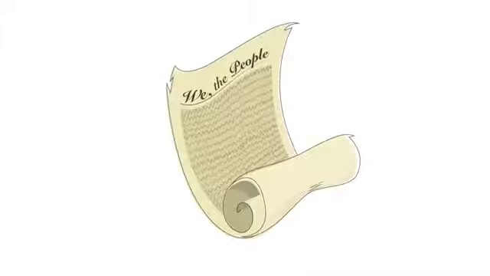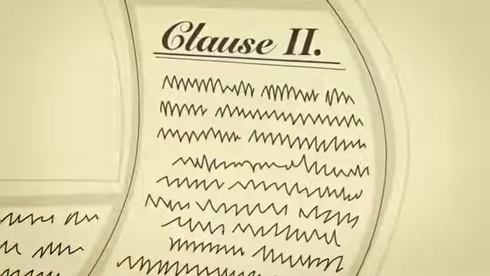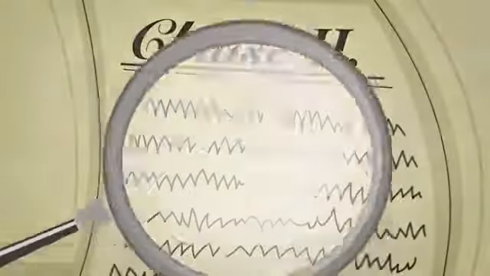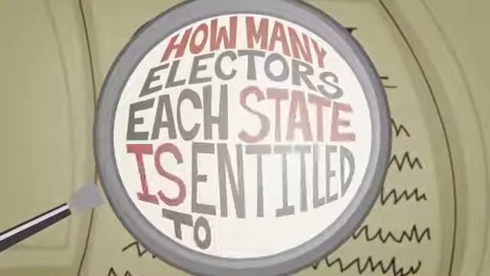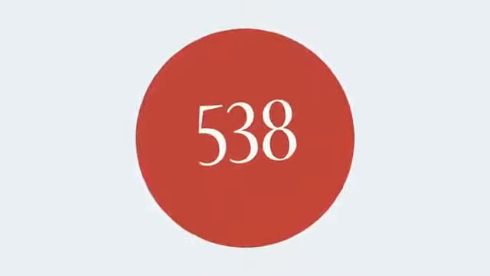To understand how this process began and how it continues today, we can look at the Constitution of the United States. Article 2, Section 1, Clause 2 of the Constitution specifies how many electors each state is entitled to have. Since 1964, there have been 538 electors in each presidential election.